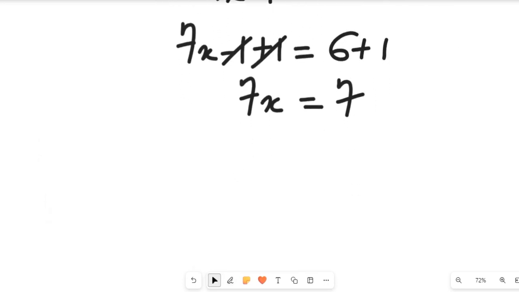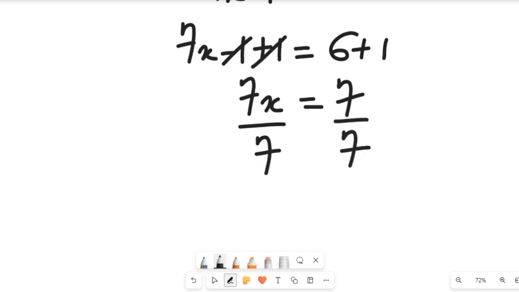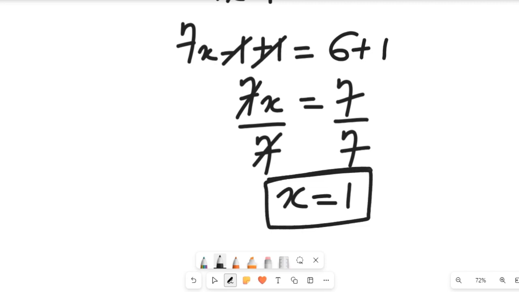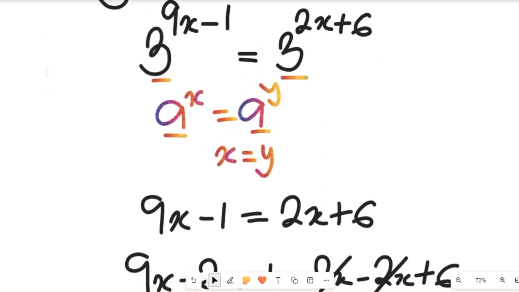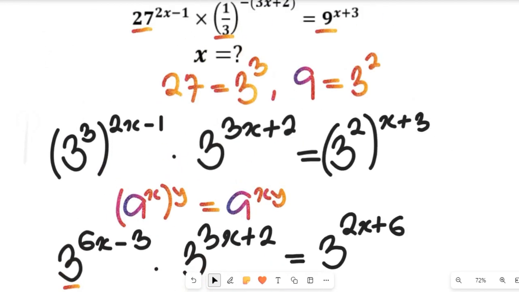Great. Now let's divide both sides by 7. If we divide both sides by 7, we'll be able to have the value of x. And our x will be equal to 7 divided by 7 is 1. So the value of our x is equal to 1. Now let's check to see if that solution is absolutely right.